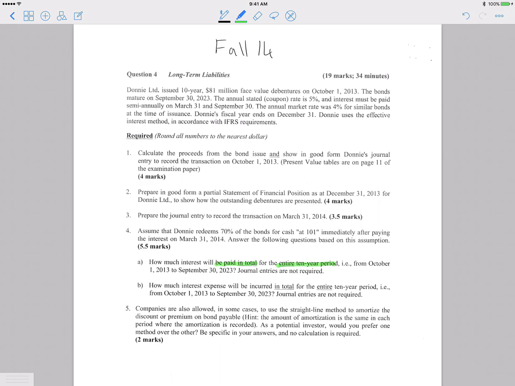And then they ask you for B, how much interest expense will be incurred in total for the entire 10-year period. The difference between the two questions is that the first is the cash payment. So how much cash they're going to pay over the 10 years after the redemption. So you have to take into account the period before the redemption and the period after the redemption. And in this case, they ask how much interest expense will be incurred in total. So this is not cash, this is only the interest expense.